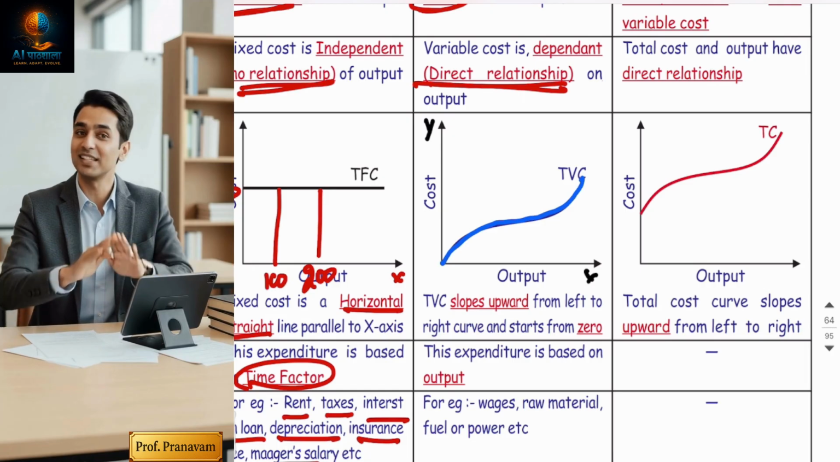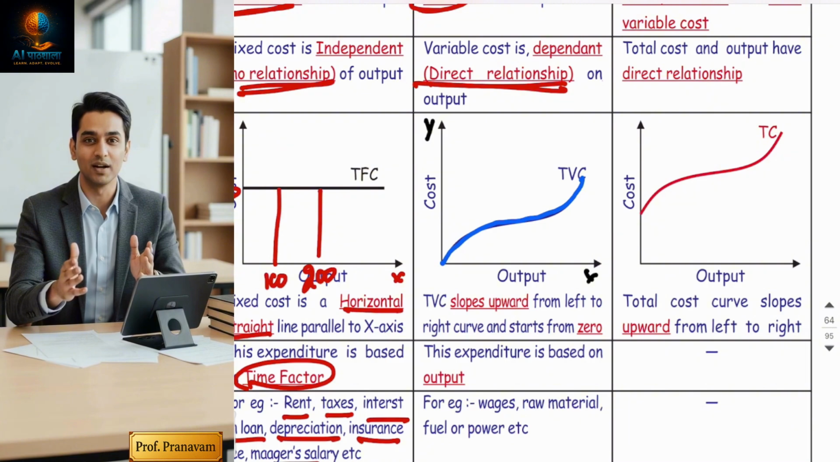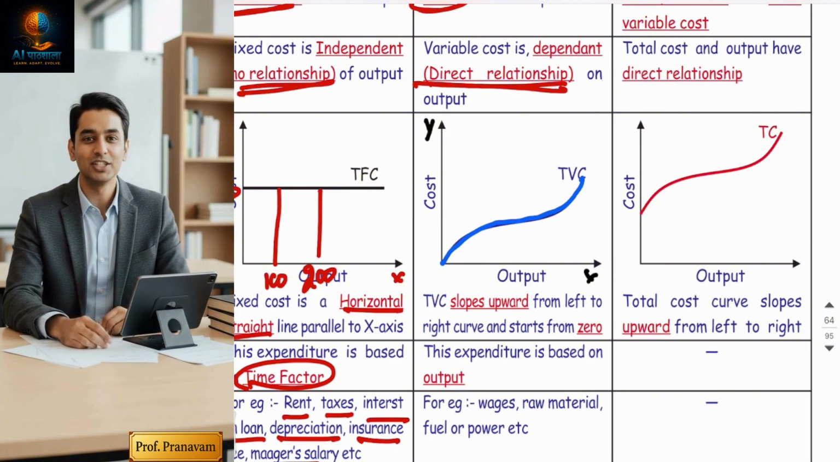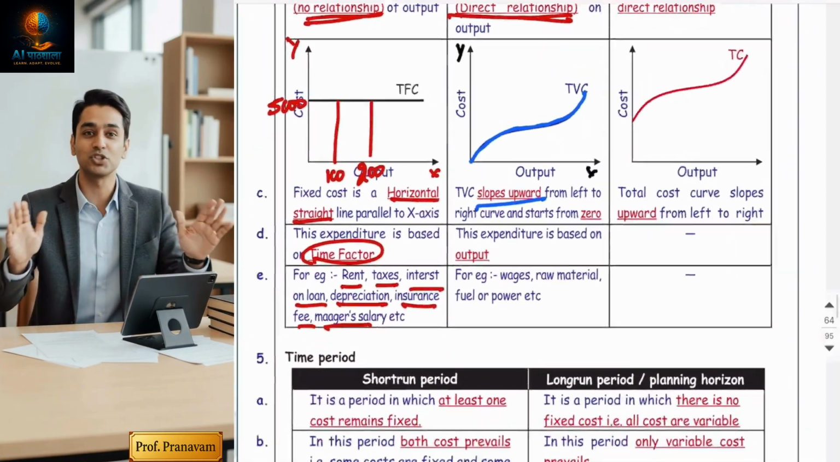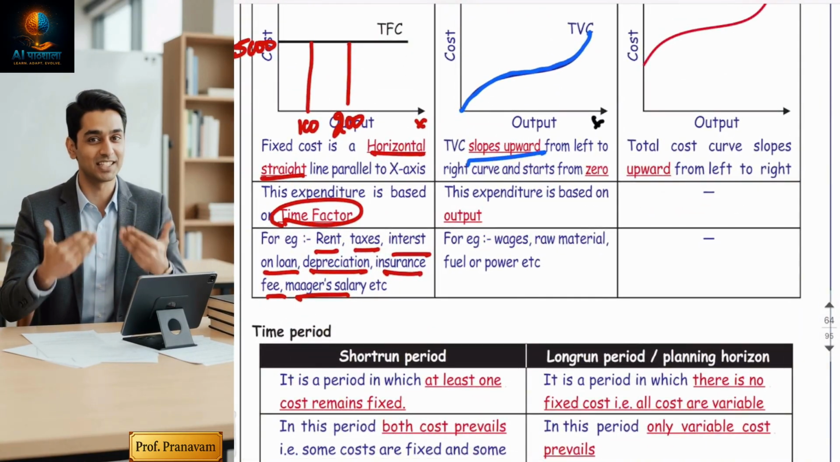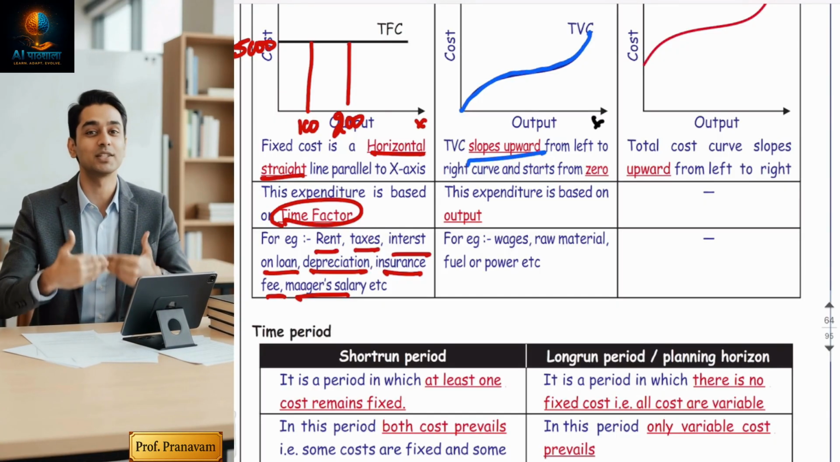Okay. Now, this is my variable cost. So see, total fixed cost is a horizontal straight line. Variable cost is an upward sloping curve because variable cost and output have a direct relationship. Now, guys, how are we going to find out variable cost? Which cost is a variable cost? What is the base to judge that this cost is a variable cost?